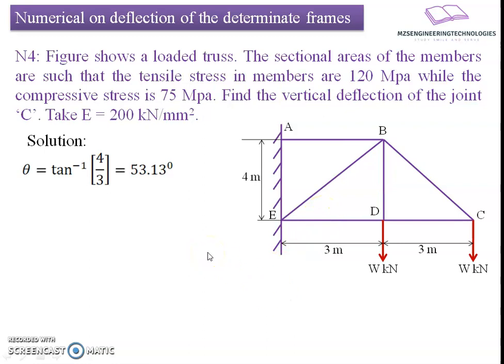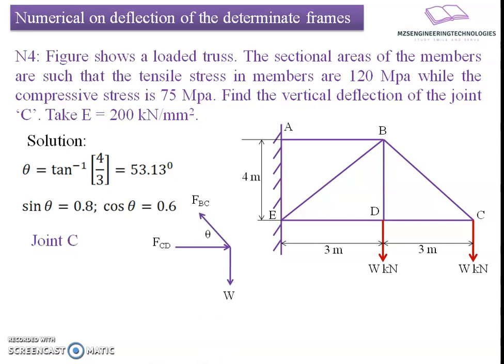We require the components like sine component and cos component. The sin of theta will be equal to 0.8, whereas cos of theta will be equal to 0.6. Now, if we want to find out the forces in the members, we will begin with the force analysis. We will go with the joint by joint analysis.